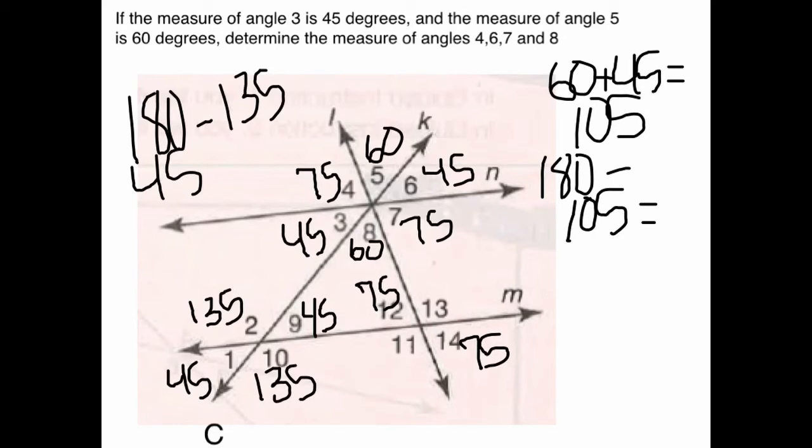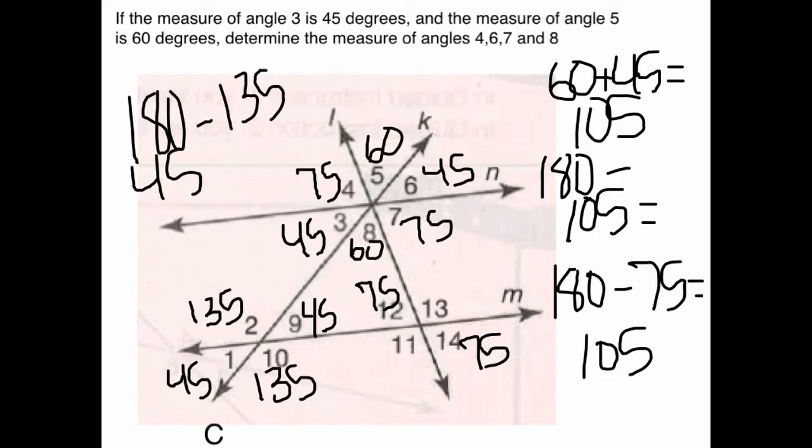Now, to figure out 11 and 13, I just have to use my supplementary rules again. So I'm going to do 180 minus 75. If I do that math, the value comes out to 105. So the value of angle 13 is 105. And that means 11 is also 105 because, again, the two are vertical.